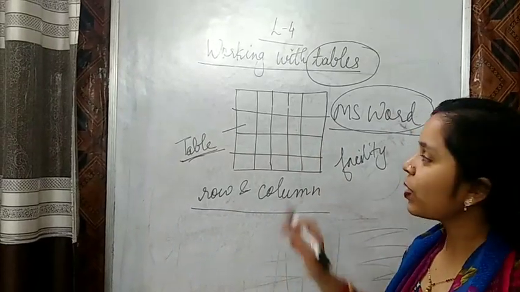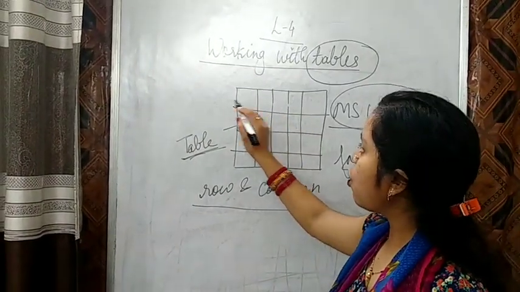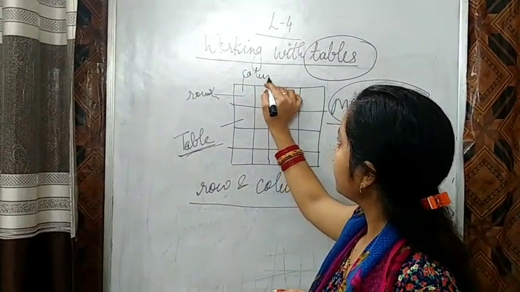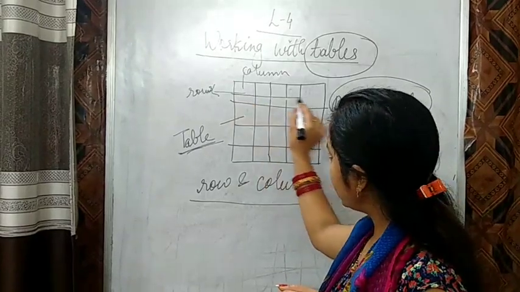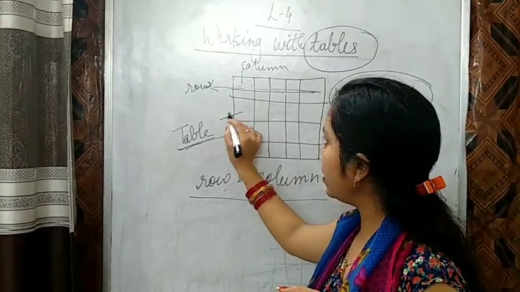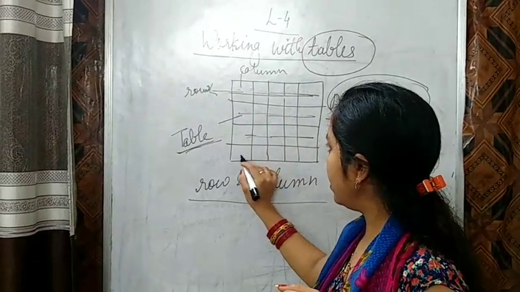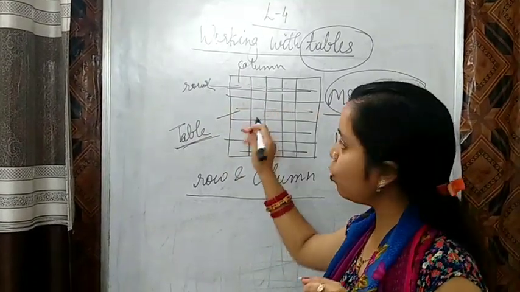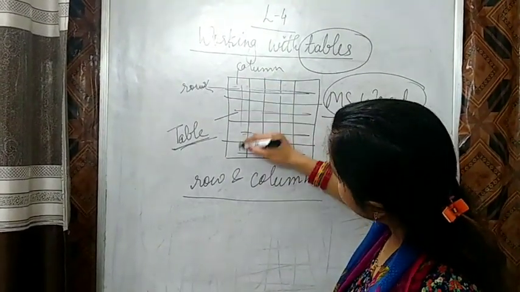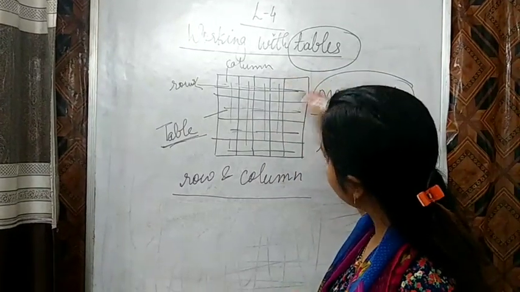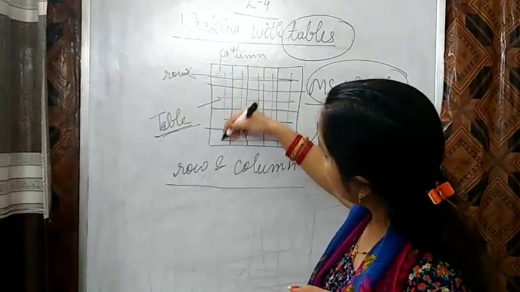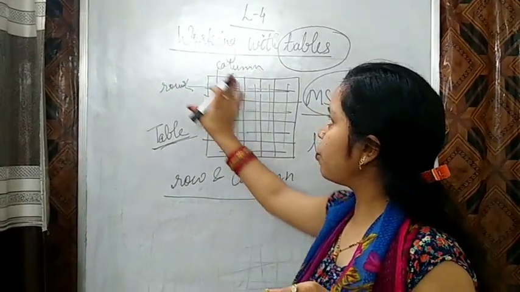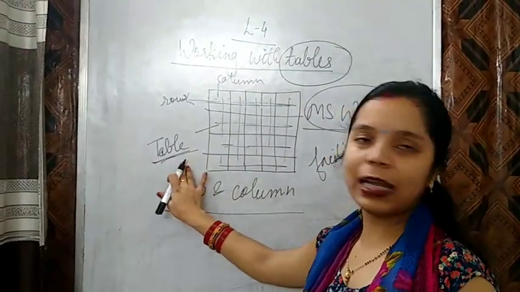Now what is a table? Table is simply the collection of rows and column. If this is a table, so this is known as row. This is row 1, this is row 2, this is row 3, this is row 4. So these are known as row. This horizontal part is known as row and these are known as column. Like this is column 1, this is column 2, this is column 3, this is column 4, this is column 5. This vertical part is known as column. So this combination of rows and column forms a table.